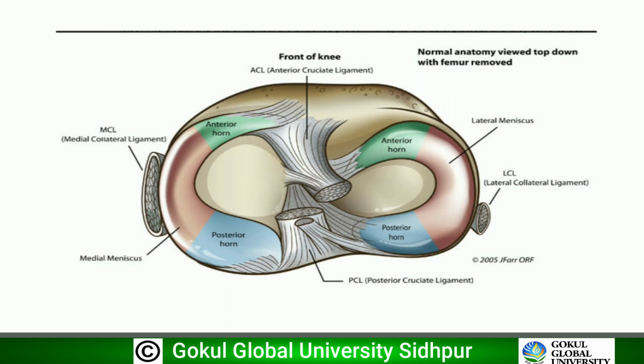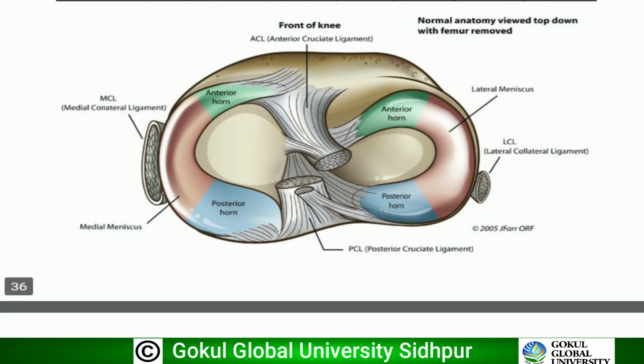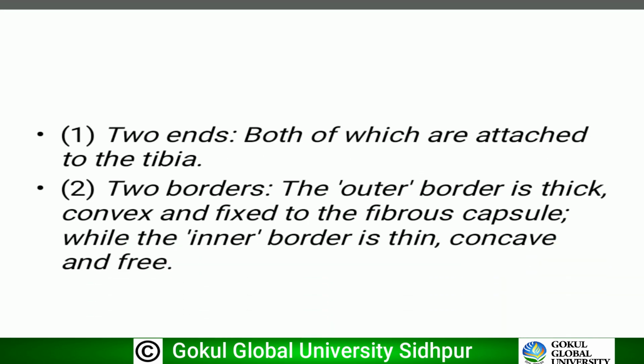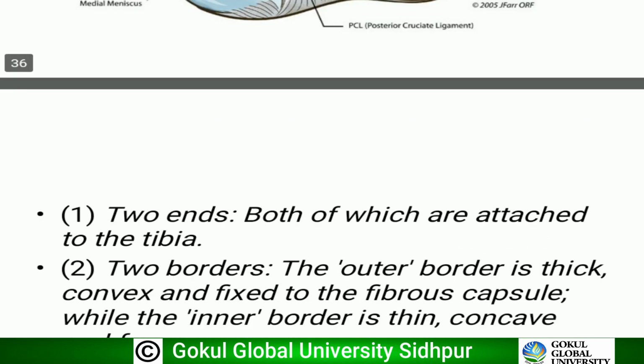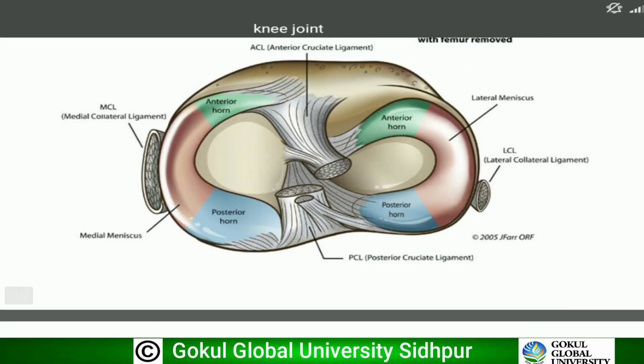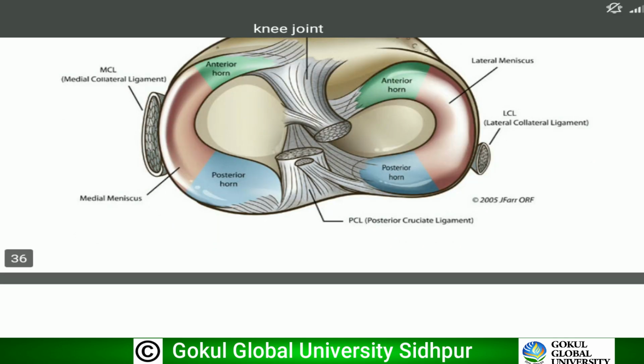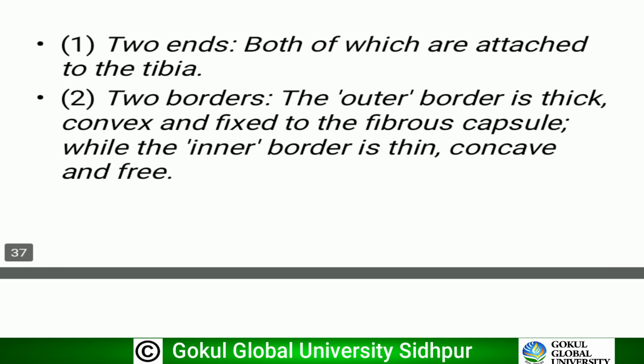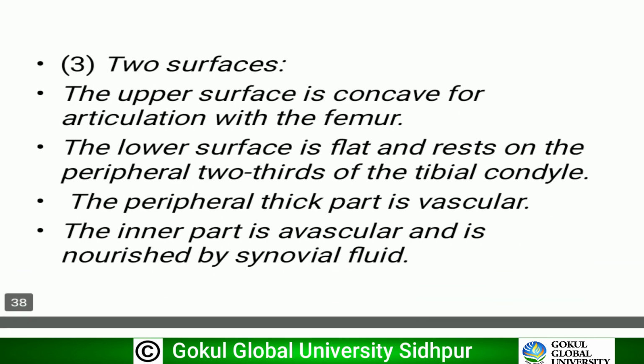The diagram shows the medial and lateral meniscus and its horns, anterior horn, posterior horn, inner border, outer border. Two ends, both of which are attached to the tibia, anterior and posterior end. The outer border is thick and convex. Here we can see the outer border is thick, convex, and the inner border is thin, concave and free. Two surfaces.